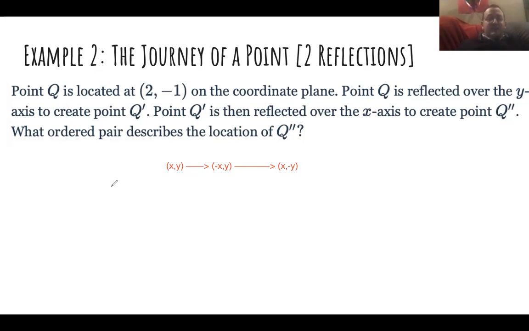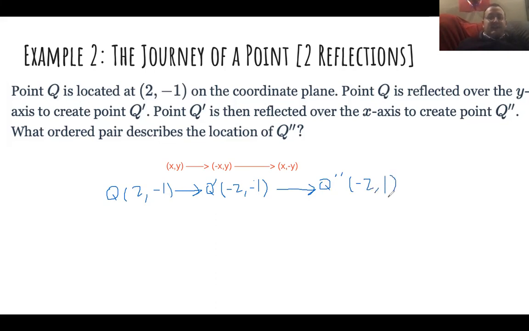So here's what happens. Point Q is 2 comma negative 1. That makes Q prime, where we change that x coordinate. So instead of 2, we're going to have negative 2, and our new coordinate is negative 2 comma negative 1. And then Q double prime is a reflection over the x-axis. This means that we don't change the x coordinate at all, but we just change the y coordinate and make it a positive 1.